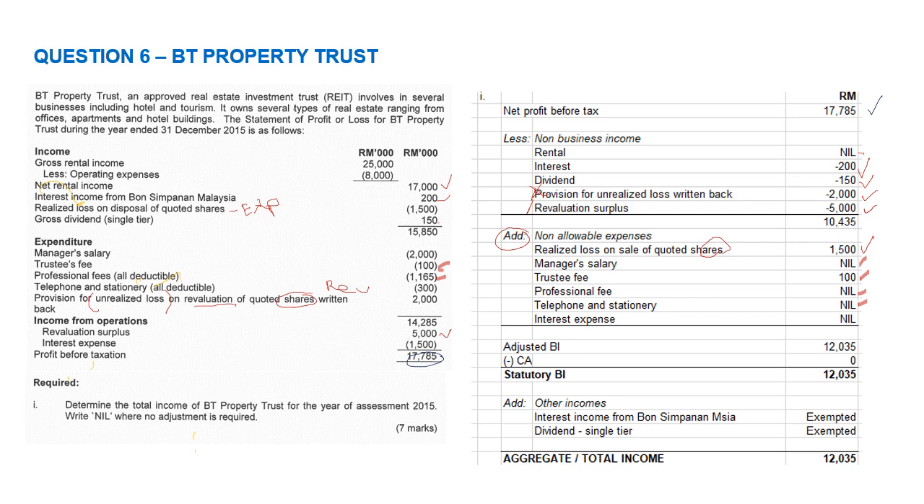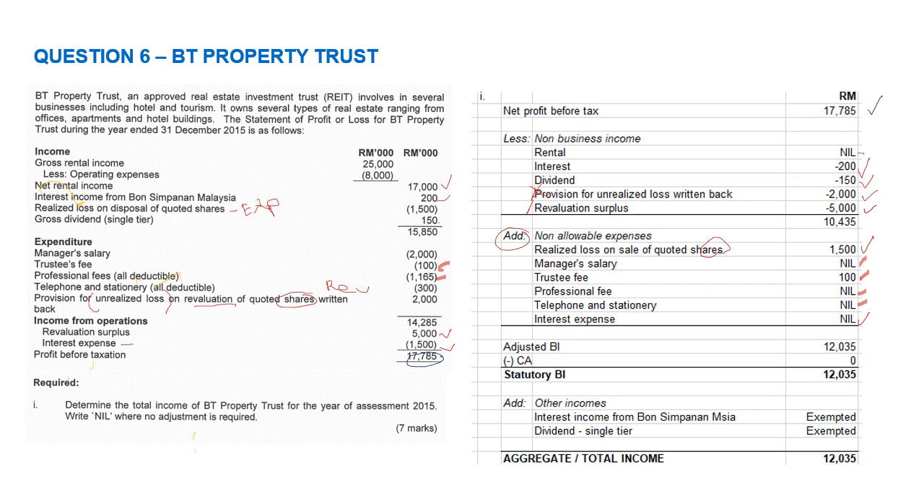Alright, lagi seterusnya we have interest expenses 1,500. Interest expenses, since dia letakkan bawah income from operation, I'm going to assume that this is business expenses. Interest yang berlaku berkaitan dengan business ni, business of BT Property Trust. So, since I punya assumption interest expenses tu is business expenses, it is all allowable. Kat sini I letak sebagai nil.